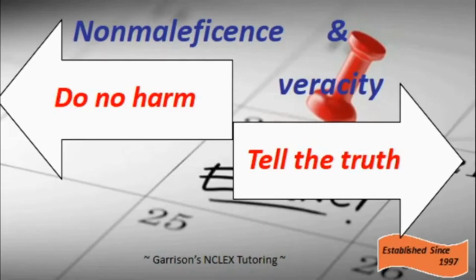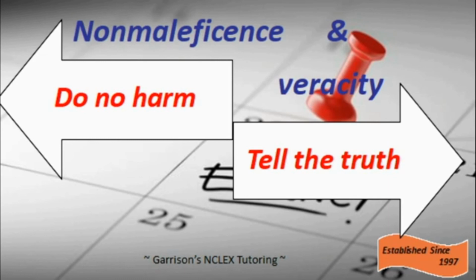The last two ethical principles for the NCLEX we're going to talk about are non-maleficence and veracity, and they're pretty much self-explanatory. Non-maleficence means to do no harm. All right? Now, unfortunately, sometimes harm does happen in the medical field, and the NCLEX does test this. They test this by giving you a scenario, saying this is going on. What forms would you fill out to avoid malpractice? So non-maleficence means to do no harm.